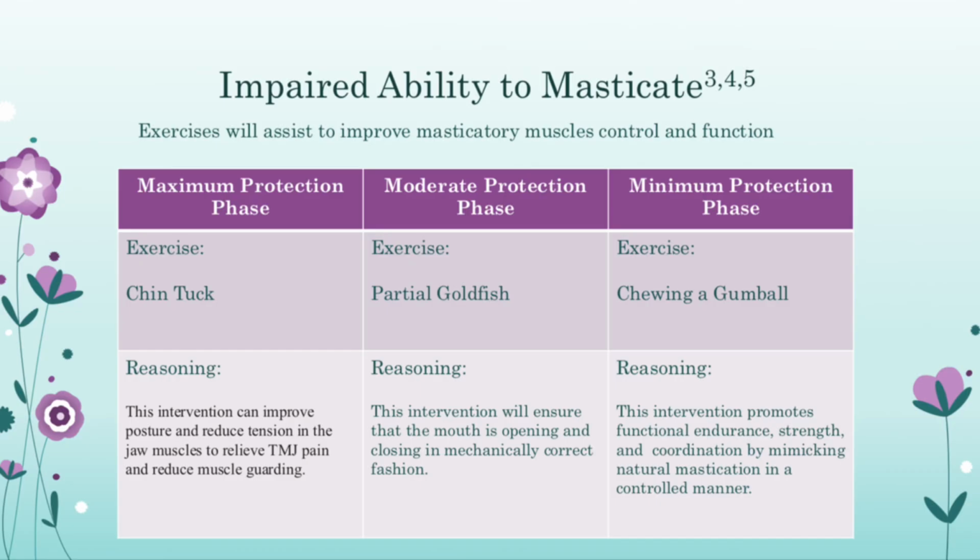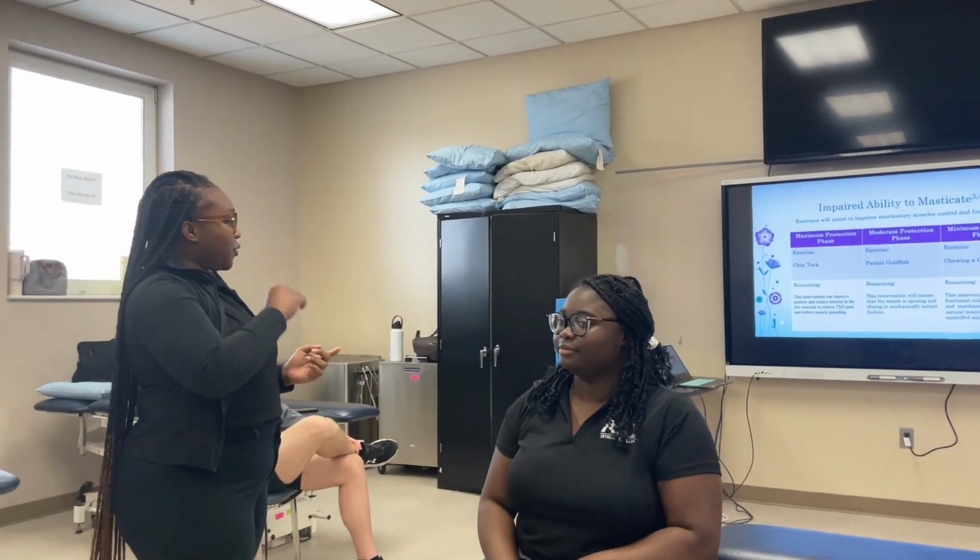All right. So for our last impairment, we chose impaired ability to masticate. We've already worked on range of motion and strengthening with this patient, but they're still having some difficulties actually chewing. So the first intervention that we're going to do is a chin tuck. I'm pretty sure we all know how to instruct patients on chin tucks by now, but we will use this as a postural enhancement for people with this condition.